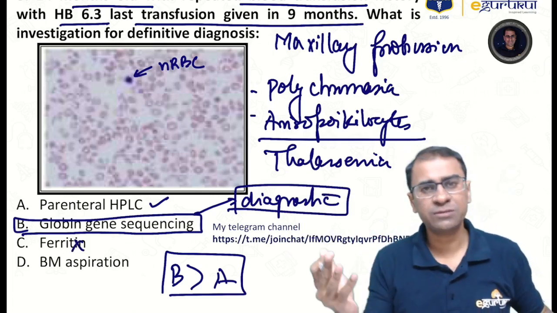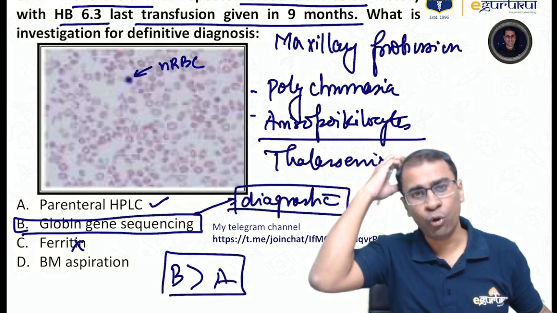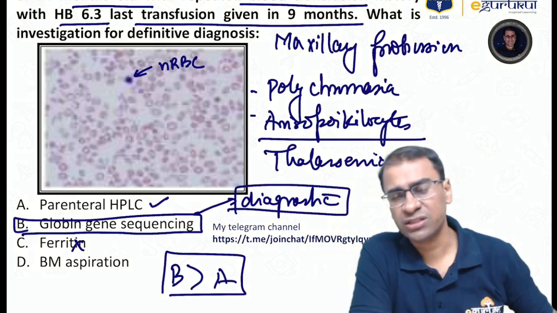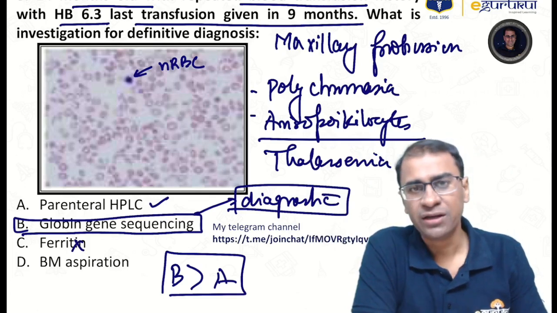Ferritin has nothing to do with this because ferritin is just a non-specific test, and bone marrow aspiration is never done as a diagnosis in a case of hemolytic anemias.